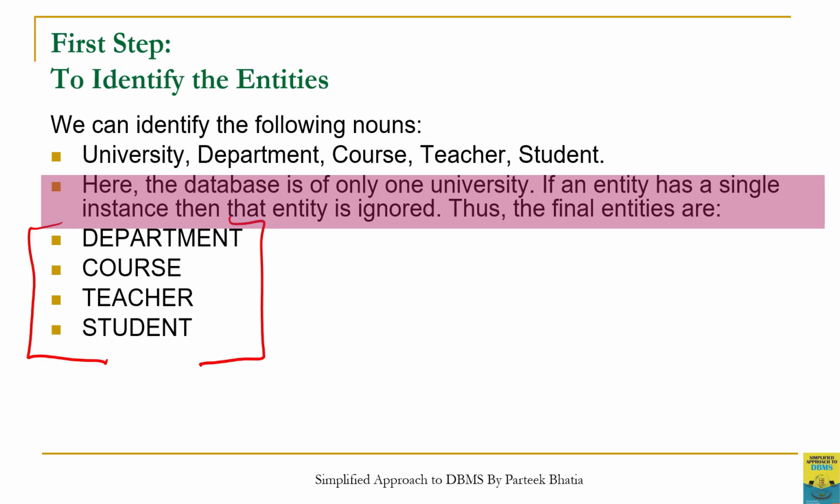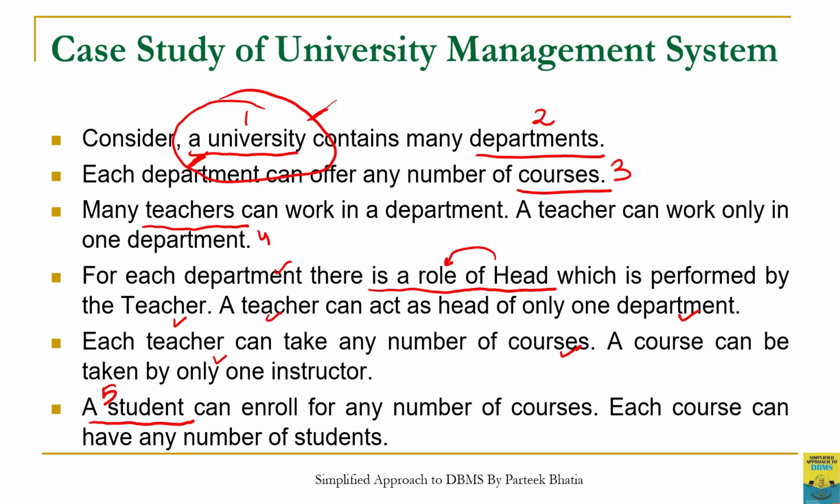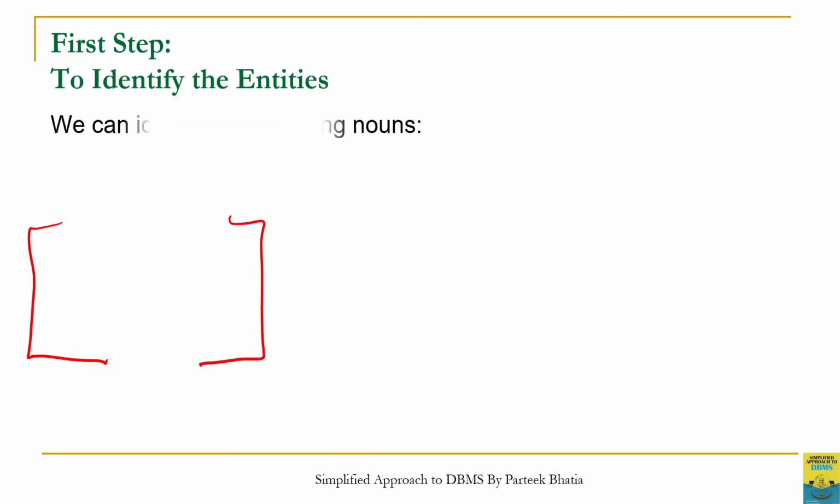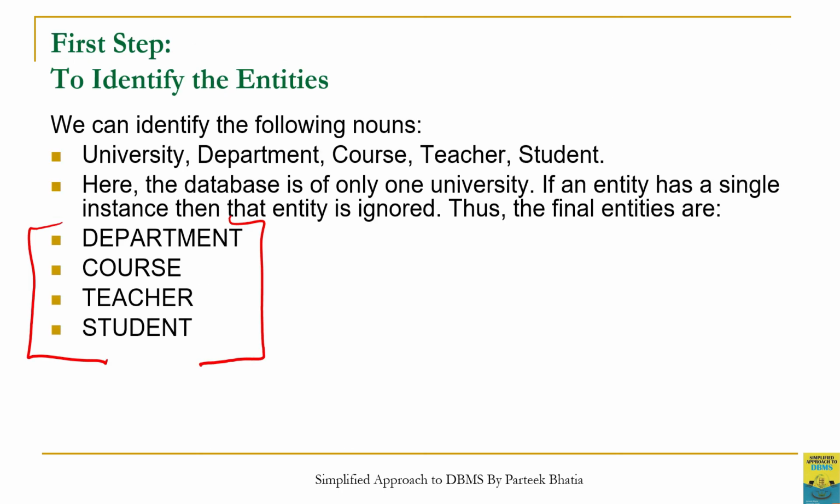And we have followed a very simple step. We have simply read all the requirements on a line by line basis. We have underlined all important nouns in the requirements. And if a noun has only one instance, we can ignore that, because we are looking for entity sets and they should have more than one instance. So university will not be considered as an entity set. So we have department, course, teacher, and student as 4 entity sets as shown here. So this is the first step in designing the ER model. In the next session we will discuss the second step of designing the ER model.